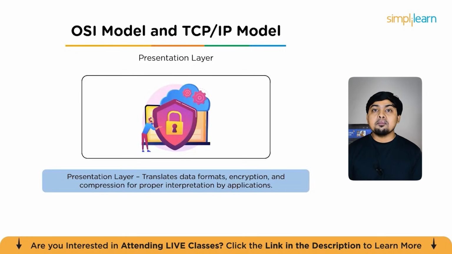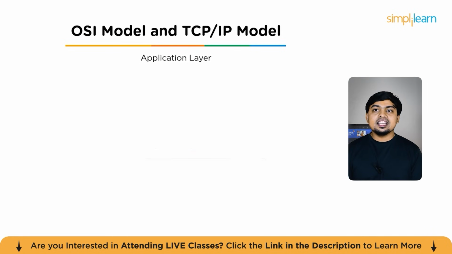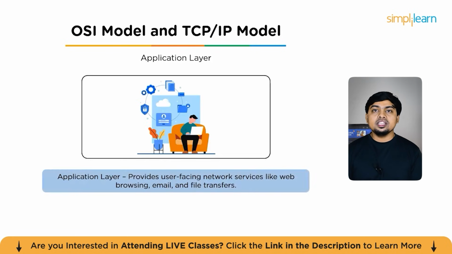And lastly, we have the application layer. The application layer is the closest to the users. The key responsibilities of the application layer are web browsing, which is HTTP, email, SMTP, file transfers, FTP, and remote login, which is SSH. This is where applications interact with the network to deliver the experience you see on your screen.